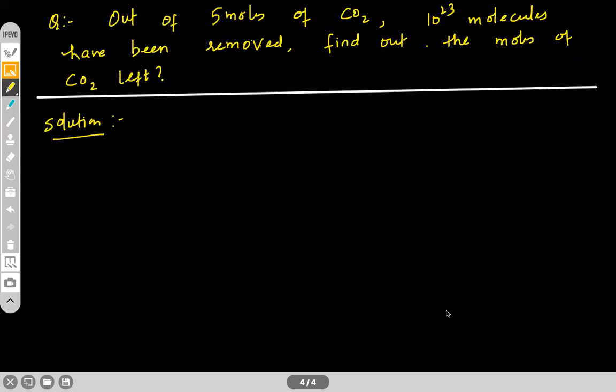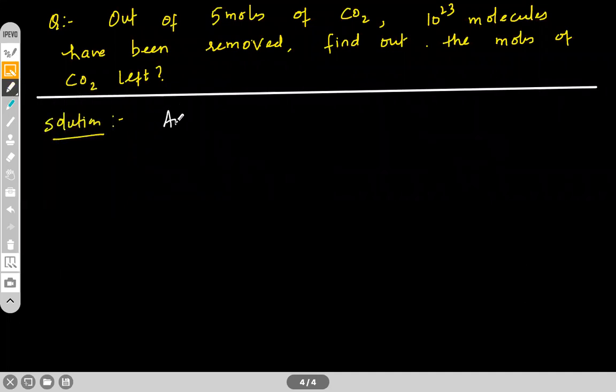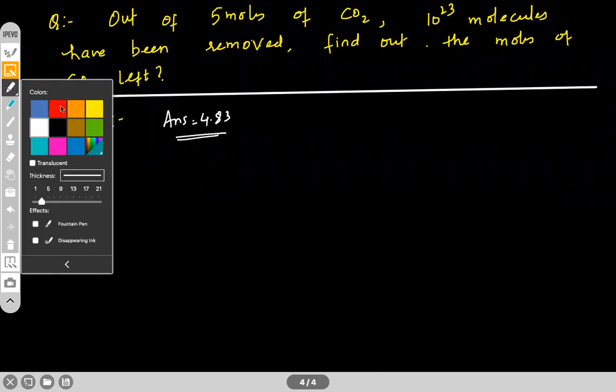We have done this question, so let it be. What was the answer for this question? Could you tell me? 4.83. Okay, so we have done this question. The answer is 4.83. We won't do this again. Correct. Another question, you see.